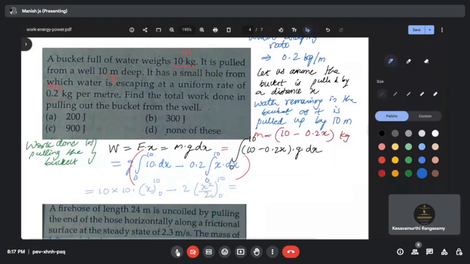Simplify it. 10 tens are 100, times 10 minus 0 is 10. So the 2 would get cancelled here, and x square is 10 square, which is again 100. So what's the answer that you're getting? 1000 minus 100 gives you 900 joules. So the answer is 900 joules. Okay, option C is the answer.